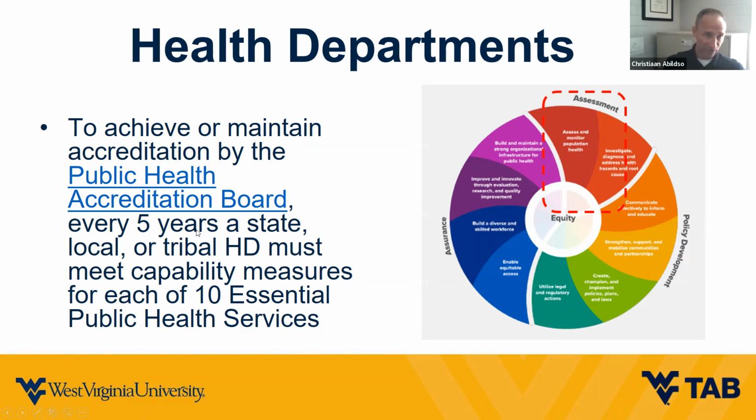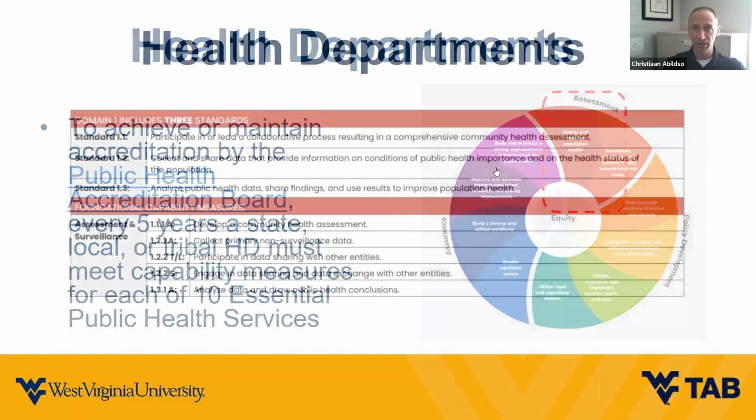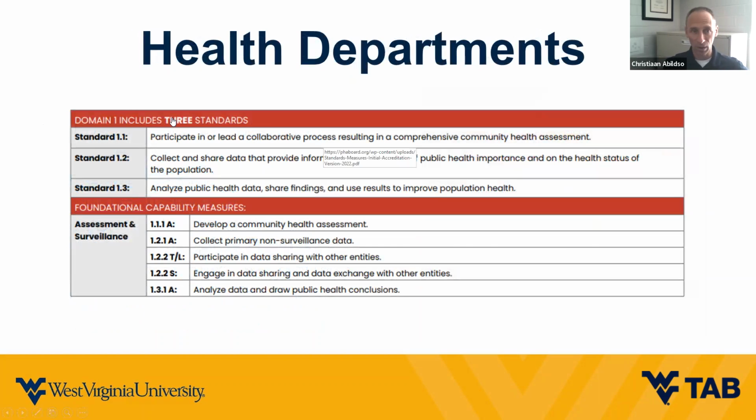So again, every 5 years, if health departments are seeking accreditation in domain 1, which is assessment and surveillance, they have to show that they can perform these foundational activities, including developing a community health assessment, collecting data, and working with other entities on data sharing and data exchange. So it's a perfect opportunity to collaborate, especially with a local health department.